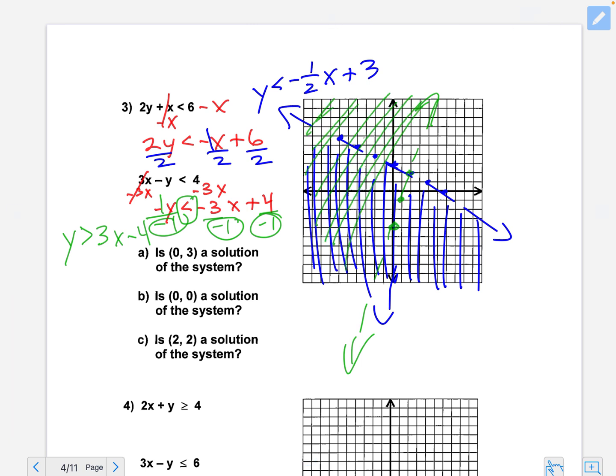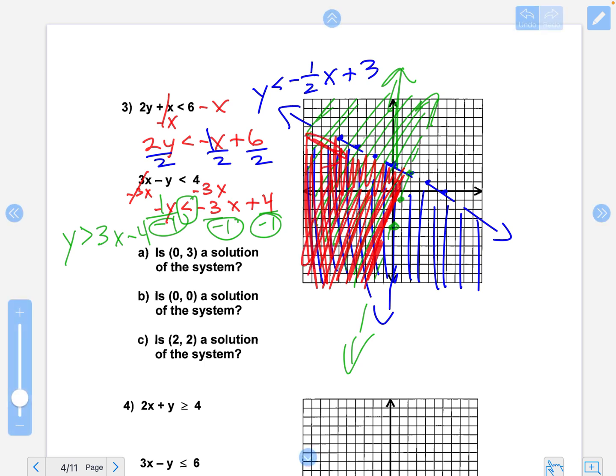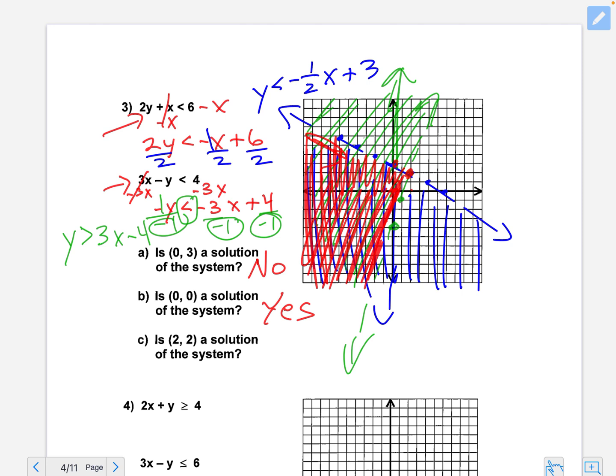So where do the y's get greater than this line? Well, where y goes up. So what's my double shaded area? Right in here. It's a little triangle here. But both lines are dashed. So let's look at this. Is (0, 3) a solution? It is on the dashed line. So no. If you aren't sure, plug it in and see if it makes those true. Is (0, 0)? Yes, it is in the double shaded area. What about (2, 2)? That's the point of intersection of the lines, but they're both dashed.